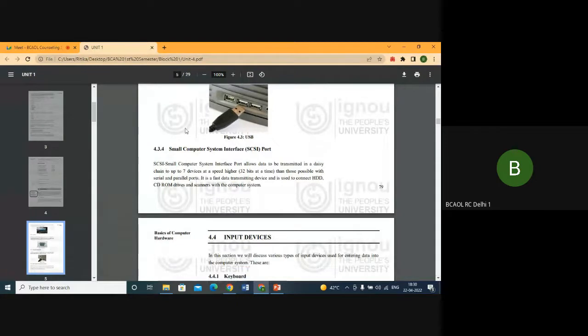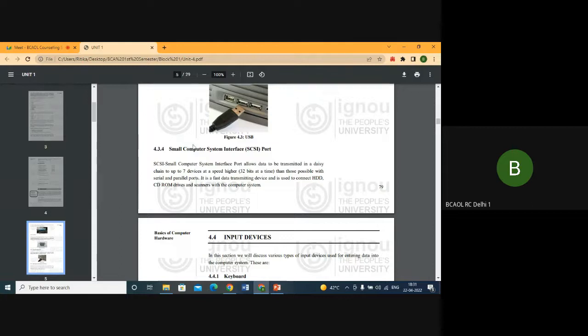Then you also have the small computer system interface, SCSI port. What is the SCSI port used for? It allows data to be transmitted in a daisy chain of up to 7 devices, at a speed higher, 32 bits at a time, than those possible with serial and parallel ports. So normally hard disks and all are connected through this mechanism, SCSI. It is a fast data transmitting device and is used to connect hard disk, CD-ROM drives and scanners with the computer. Right, so that is SCSI.